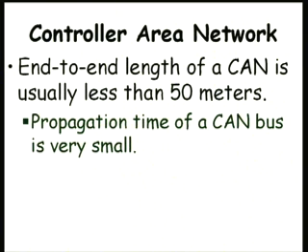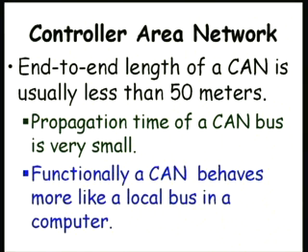The end-to-end length of a CAN is less than 50 meters, because these work in small enclosures, and as a result the propagation time of a CAN bus is very small. I think yesterday we were mentioning that the propagation time of electromagnetic signals is 1 kilometer per 5 microseconds or something. So, for 50 meters the transmission time will be in nanoseconds, right. So, when the transmission time on the bus is nanoseconds, it is more like a local bus in a computer.